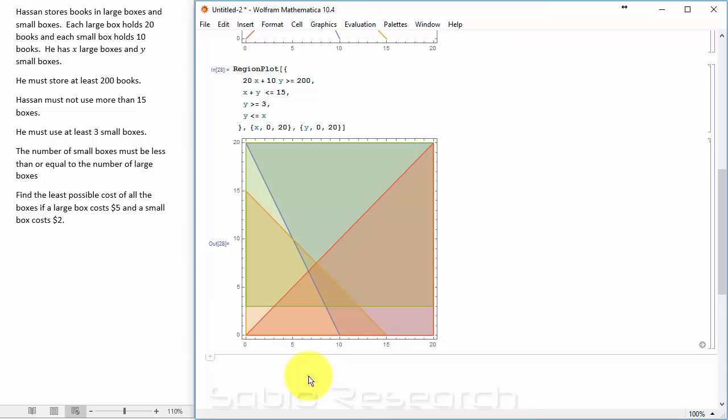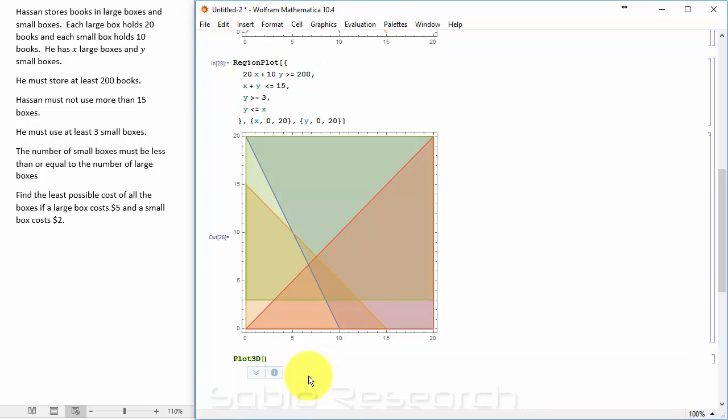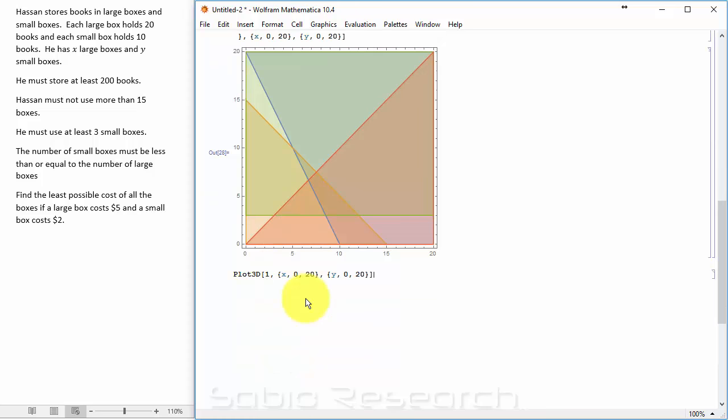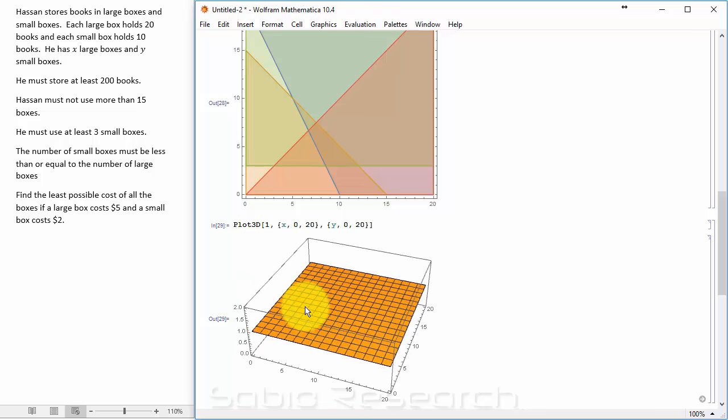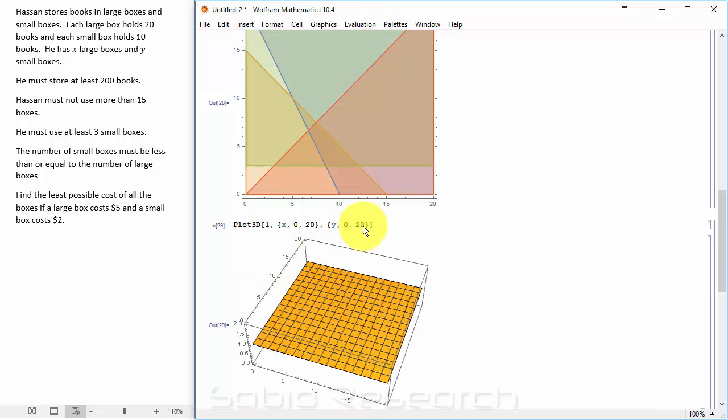To do that, I'm going to do Plot3D. And I will plot something very mundane, just 1 here. Okay, and X and Y will cover the same area as before. Then if I see this one here, you will see the height of 1 is 1 throughout those regions here. But it doesn't end there, of course.